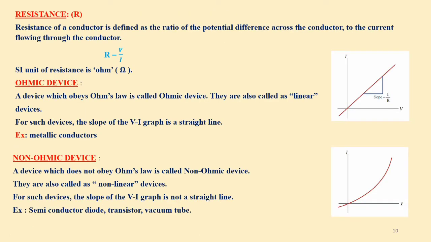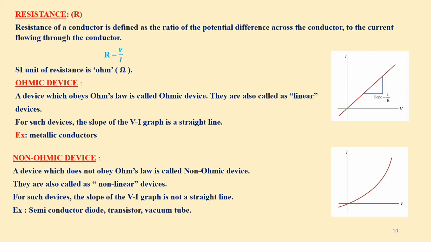Let us now define resistance R of a conductor. Resistance of a conductor is defined as the ratio of the potential difference across the conductor to the current flowing through the conductor. That is R equal to V by I. The SI unit of resistance is ohm.